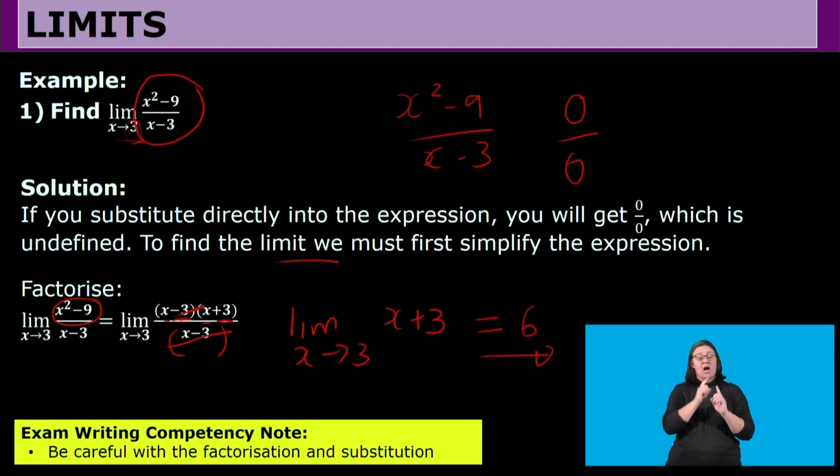Okay, so to answer the question, the limit as x approaches 3 of x squared minus 9 over x minus 3 is equal to 6. Again, I'll remind you that that is not the function value. It's just telling us that this graph is approaching a value of 6 as x is approaching 3.